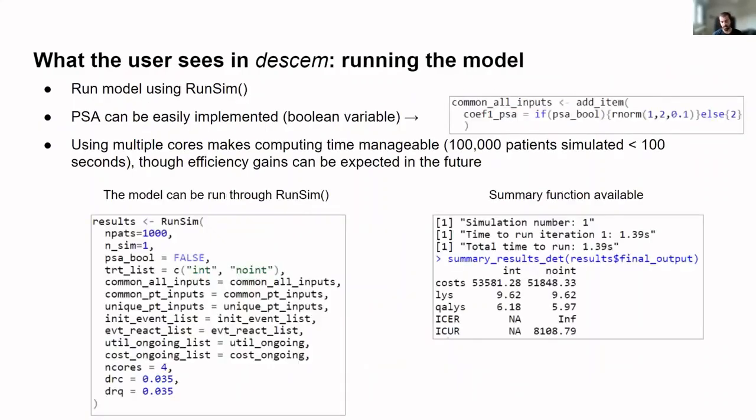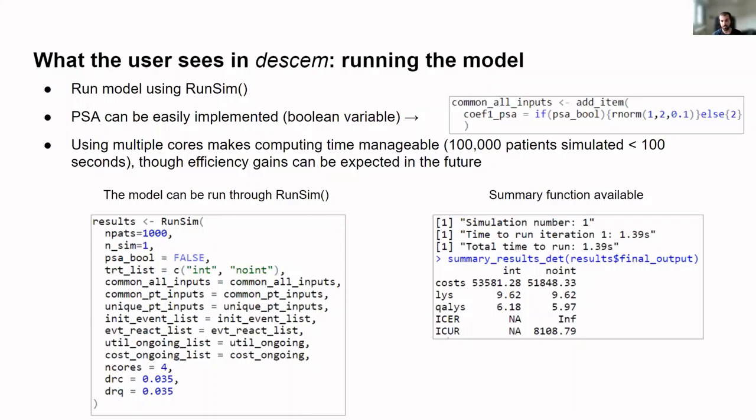And finally, once you have the parameters, you have your initial events, your reactions to these events, that is what happens when you reach each event, and also your utilities and costs, even though these are optional. Then you plug all of this into our runsim function, along with other parameters like the number of patients or the number of simulations and the discount rates. And of course, you can also implement the PSA.